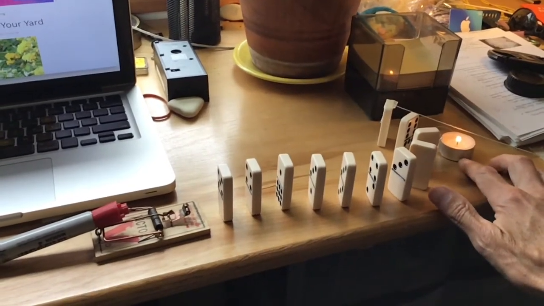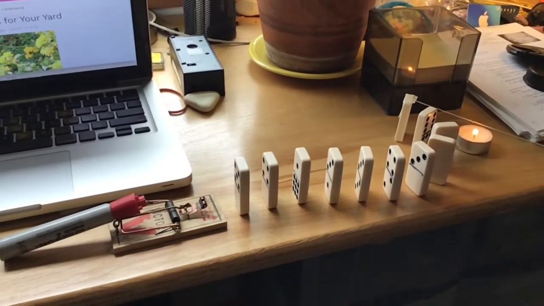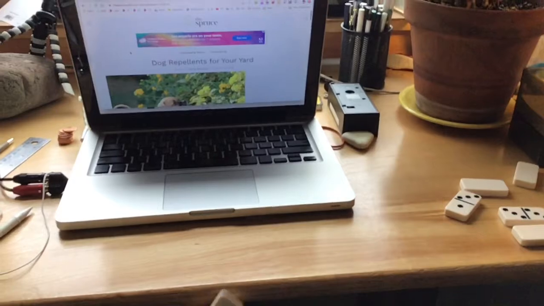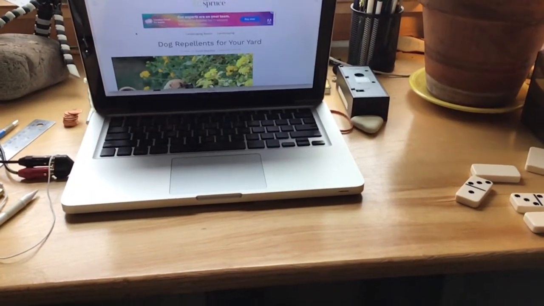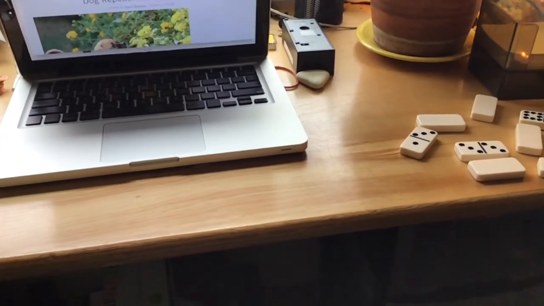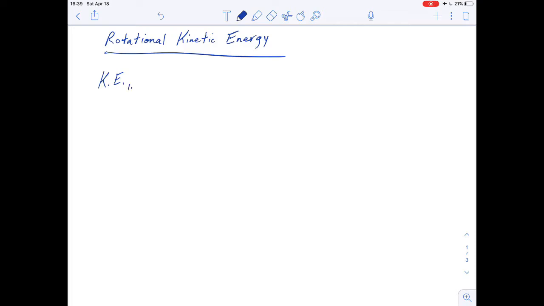Hello folks. Our next little adventure is rotational kinetic energy, so that we can figure out the energy of a falling domino. So you might remember that kinetic energy for an object moving in a linear fashion is 1/2 mv squared, where m is mass and v is velocity. For rotational, we have the equivalent, 1/2 I omega squared.